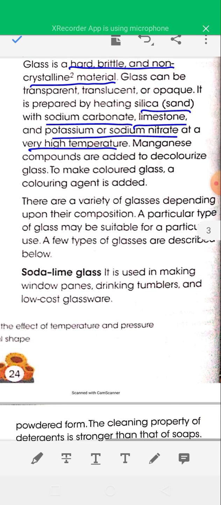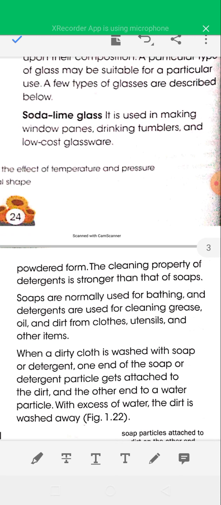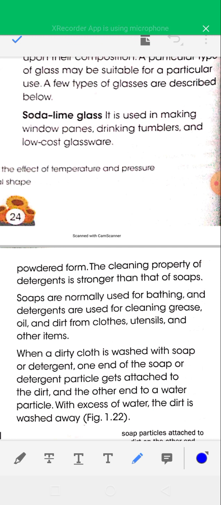Now see different types of glass. First type of glass is soda lime glass. It is used in making windows, panes, drinking tumblers, and low cost glassware. Okay, soda lime.